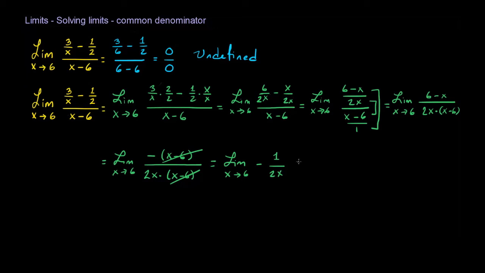Now that I get here, after simplifying I have to substitute the x, and if I do not find an undefined, that means it's okay. So I'm going to substitute here. Evidently it will not be the case here. I won't get an undefined. It will be negative 1 over 2 times 6, and so I'm going to get negative 1 over 12.